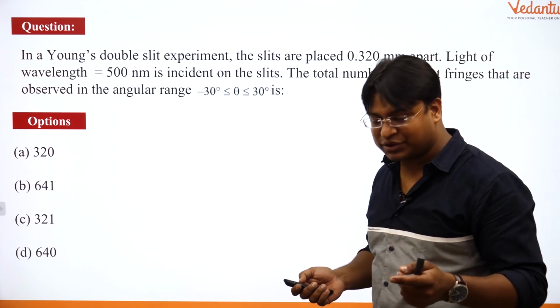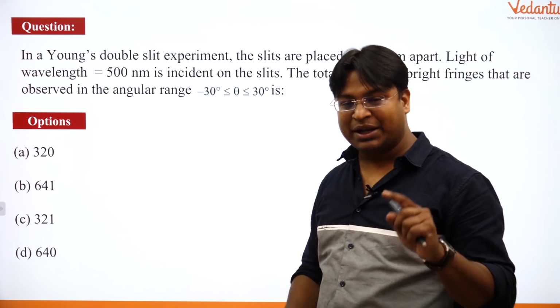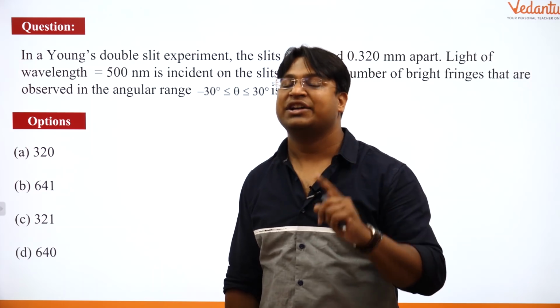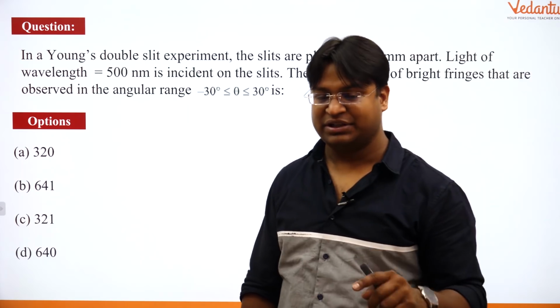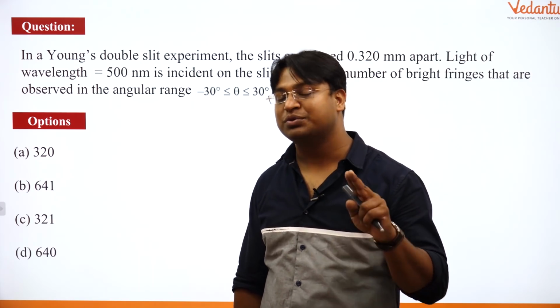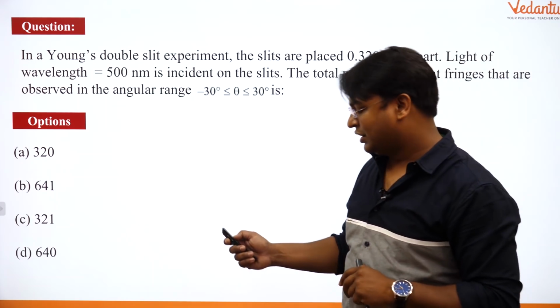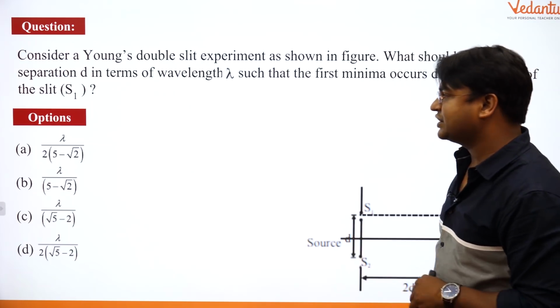So what was so special about this question? Was there something at all? Yes. The first thing, many of the students will falter in using dx by D as the expression for path difference. So the moment they use it, they are going to get the wrong answer. Secondly, the trick in this question was to keep in mind that we have to count the central maxima also. Having said that, let's check the answer. Yes, it's B. All right. So let's move on to the next question.